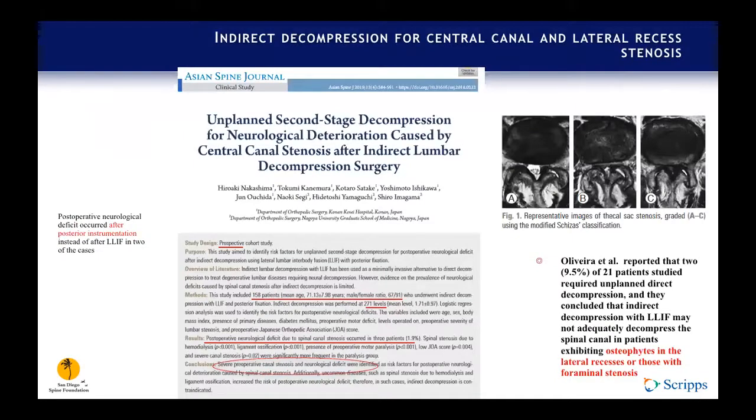There's another study there. Here's one looking at unplanned second stage decompression of central canal stenosis. So when we consider neurogenic claudication and central canal stenosis, how much indirect decompression can we get? Here's a study looking at just this. There are several studies out there. Their study concluded that if there are osteophytes in the lateral recess or significant foraminal stenosis, then indirect decompression may be inadequate, which I think is kind of controversial because from our understanding, foraminal stenosis is one of the better indications for doing indirect decompression surgery.